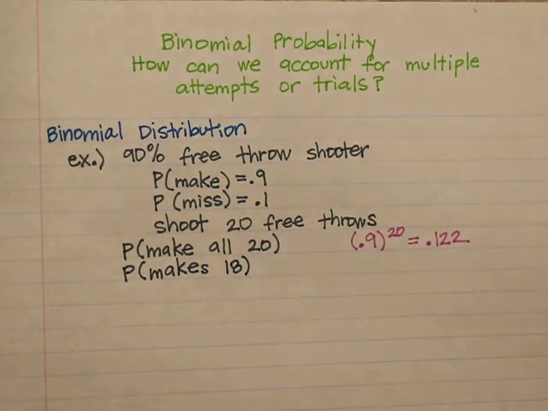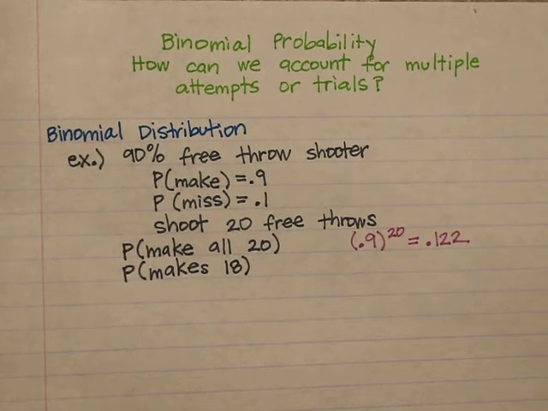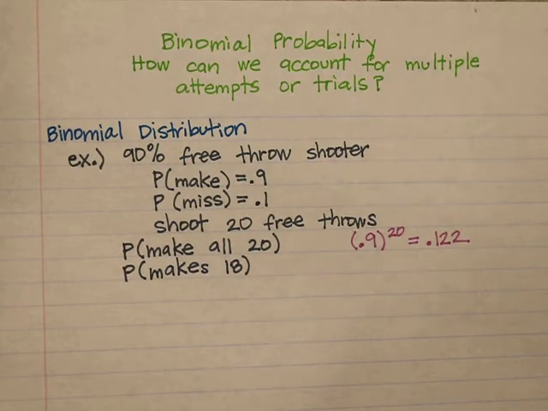Well, that gets a little bit different, because if he makes 18, he misses 2. Right? So we have to account for what is the probability of making 18, what is the probability of missing 2. And when we do that, we have to think about how many different ways he can make 18. He could make 18 in a row and then miss 2. He could miss 2, make the next 18. He could make 9, miss 1, make 9, miss 1, whatever. There's a lot of different ways. And the order doesn't matter, right? So this is going to be a use of combinations.